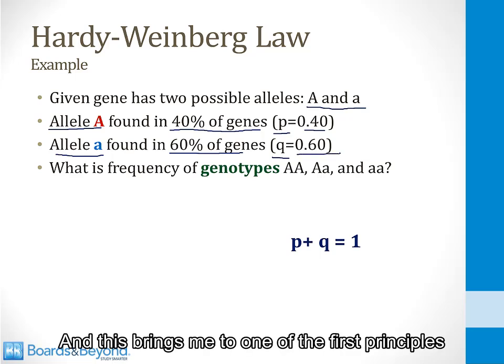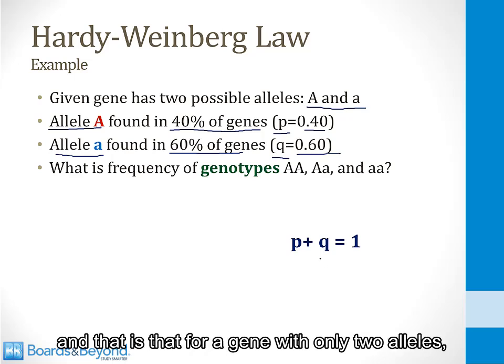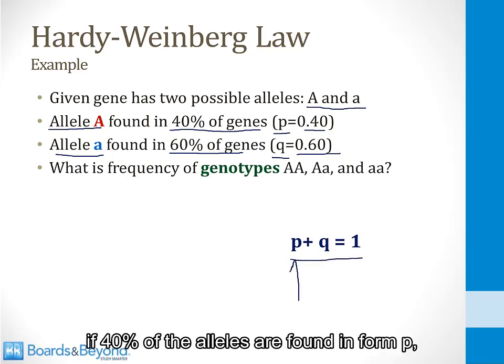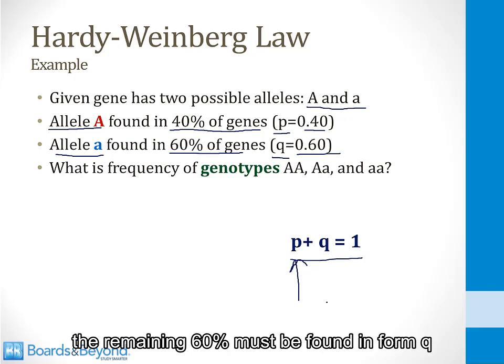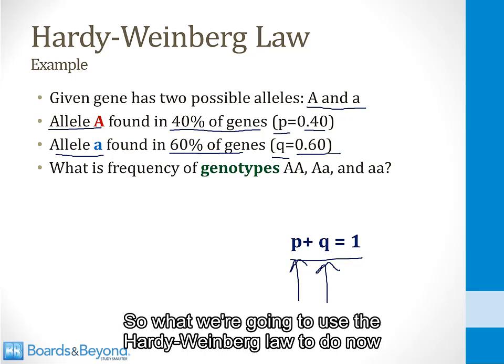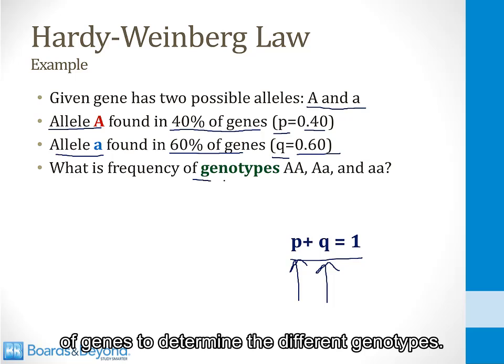And this brings me to one of the first principles of the Hardy-Weinberg law, and that is that for a gene with only two alleles, p plus q must equal 1. In other words, if 40% of the alleles are found in form p, the remaining 60% must be found in form q, such that p plus q total 1. So what we're going to use the Hardy-Weinberg law to do now is to determine the frequency of the different combinations of genes to determine the different genotypes.